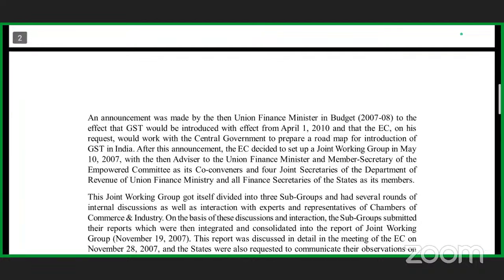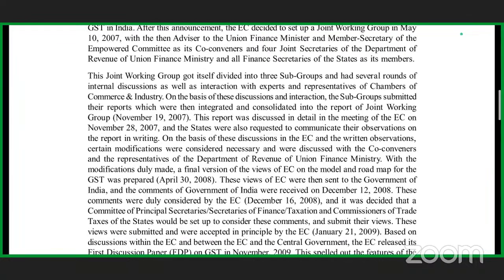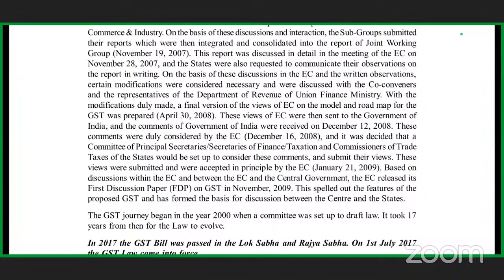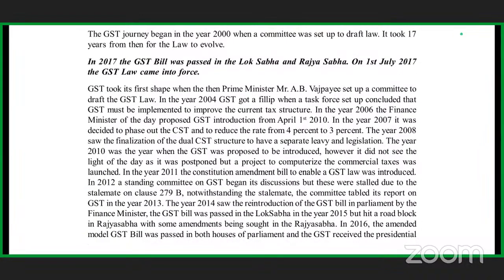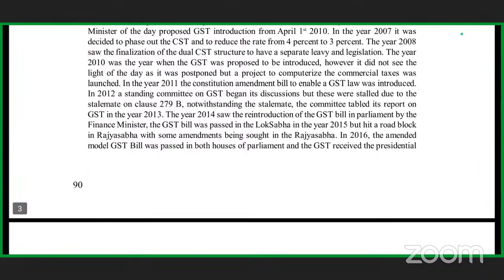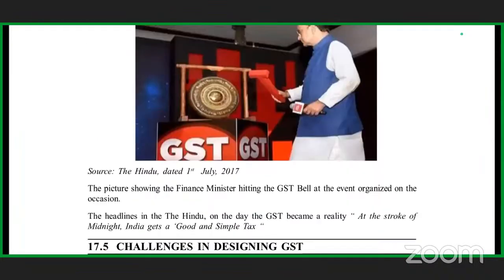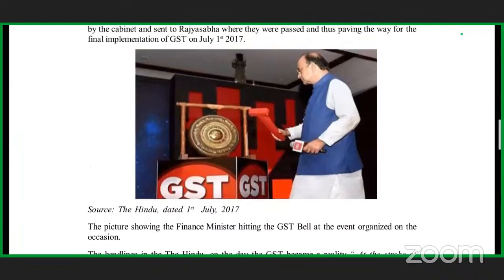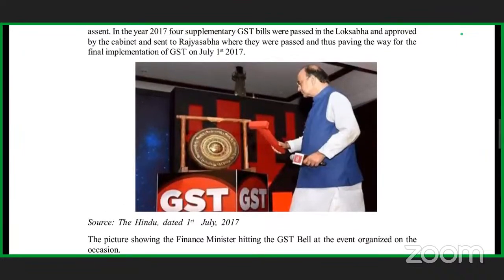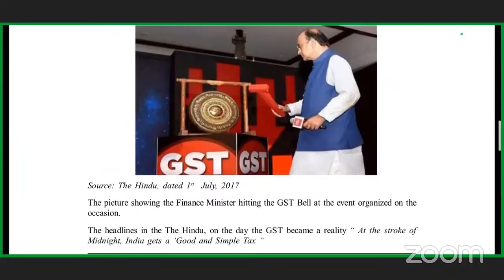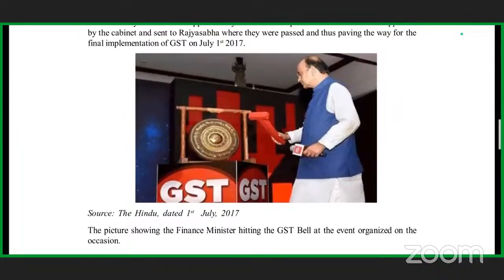So this is all about the history of the GST, how it has been introduced, when the GST bill was passed and got approval. The first phase was when Prime Minister Atal Bihari Vajpayee set up a committee about the GST law in the year 2004, but it came into effect in 2017. Here you can just look at the picture showing the finance minister hitting the GST bill at the event organized on the occasion. That is the headline. This came in the Hindu newspaper.